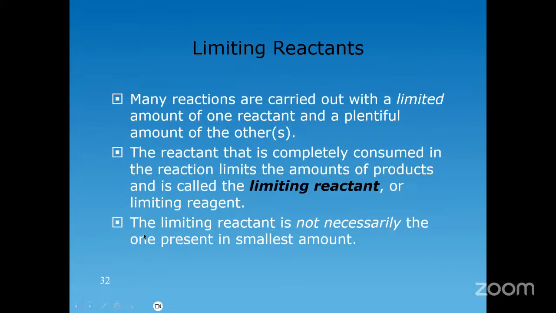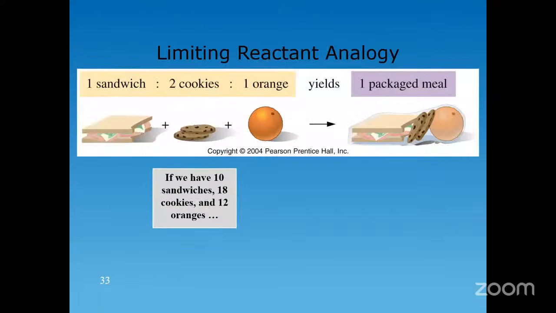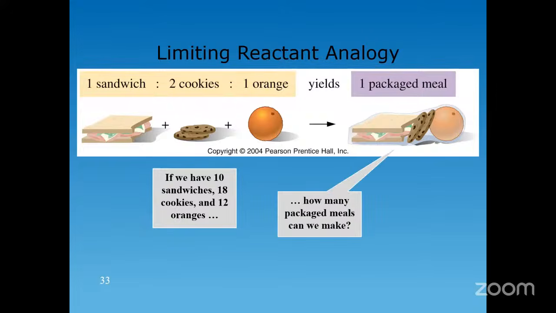Now, key thing that is mentioned here is that a limiting reactant is not necessarily the one that is present in the smallest amount, all right? So I'm going to use a non-chemistry example right here to illustrate this whole concept of limiting reactant, right? So let's say you're given a task of preparing a lunch, which consists of a sandwich, 2 cookies, and 1 orange. So this is basically an equation. 1 sandwich plus 2 cookies plus 1 orange would give 1 lunch unit, 1 packaged meal, right? So that's basically the combination that is used to formulate this, right?